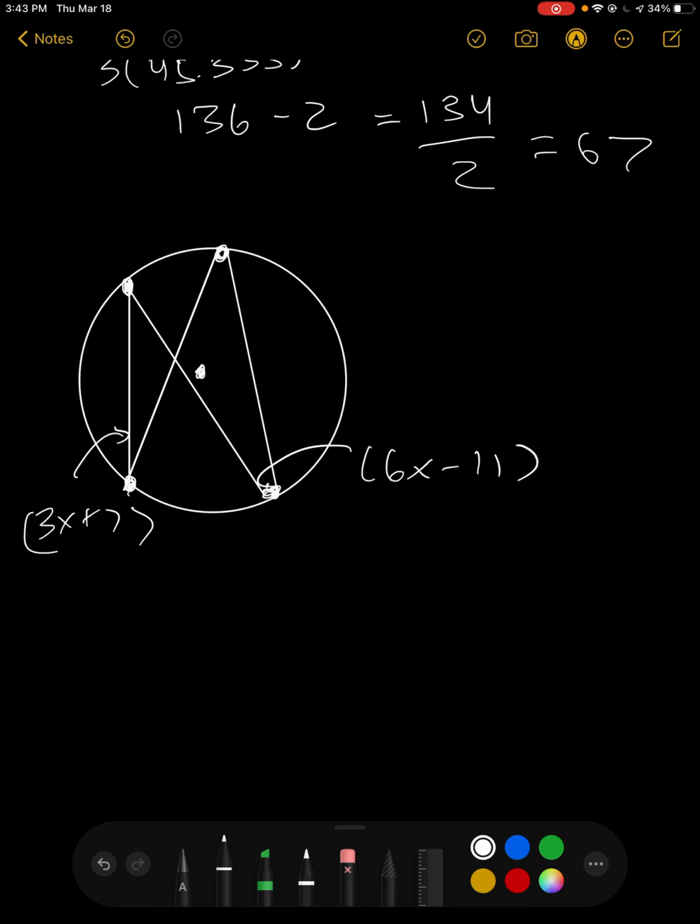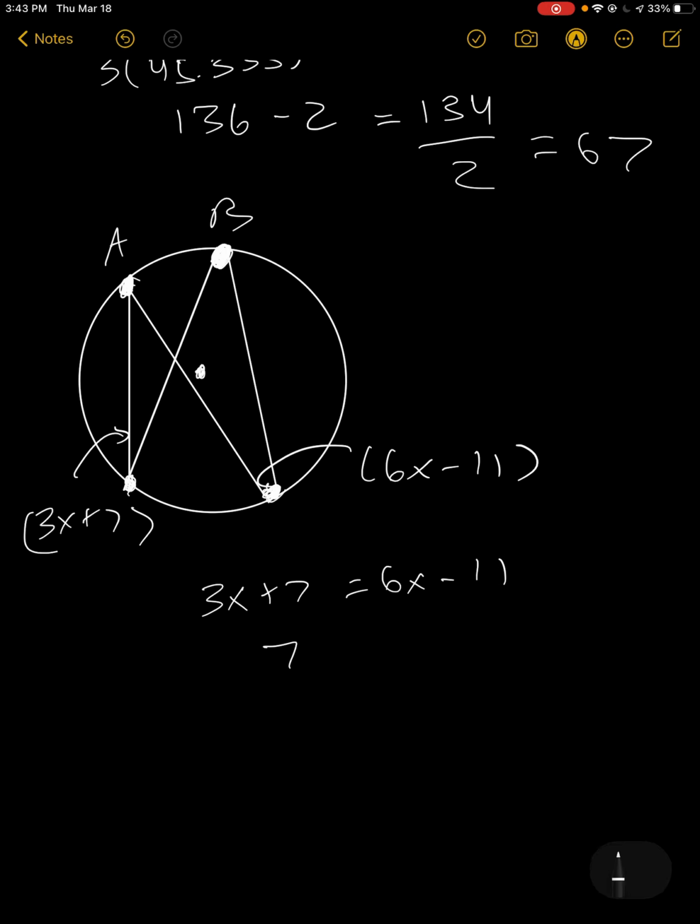So what we can do is just set these equal, because we know that they're both inscribed and both of their endpoints are the same points. We can just call this A and B, right? They both touch A and B. So we know that these are going to be the same thing, and since they're both inscribed, we don't have to multiply by 2 or divide by 2. We just need to set them equal. 3x plus 7 is equal to 6x minus 11.